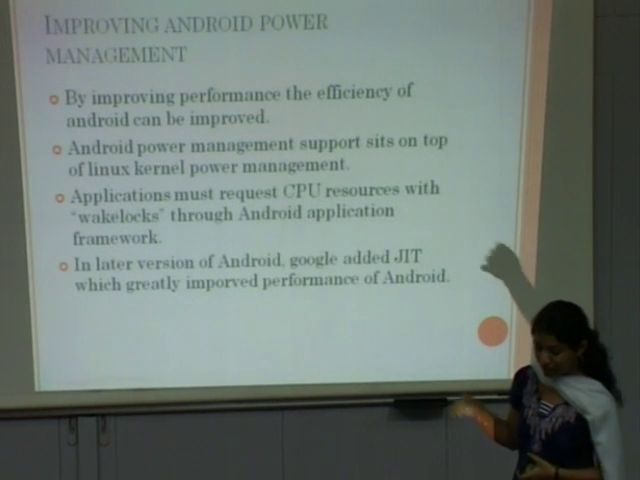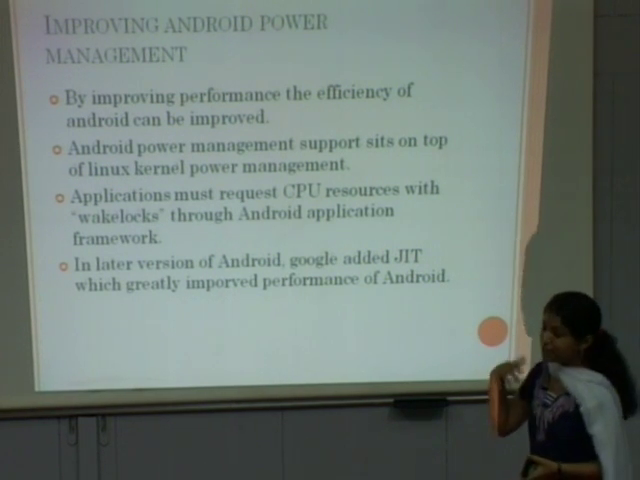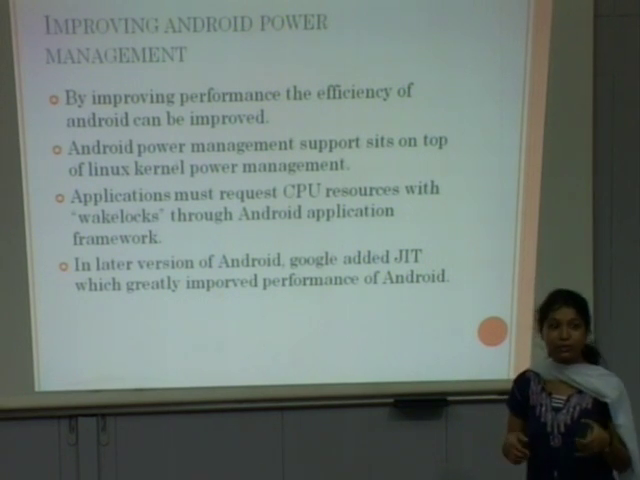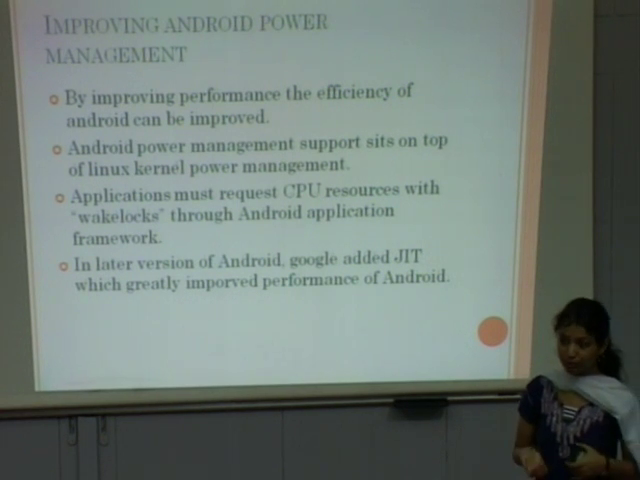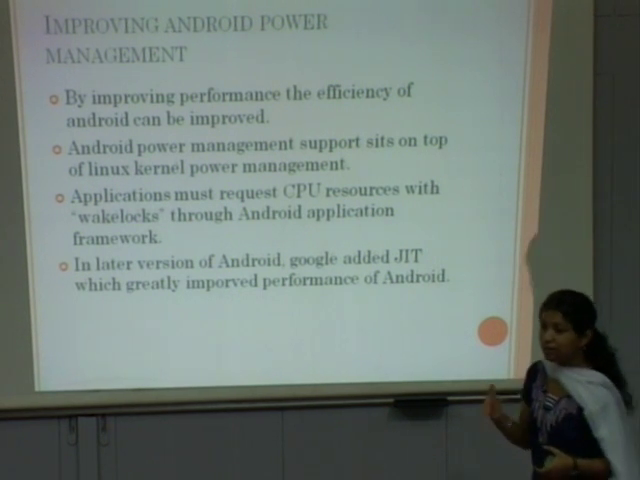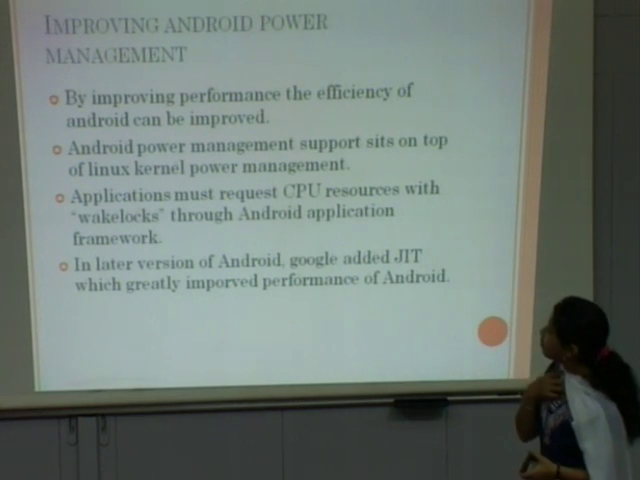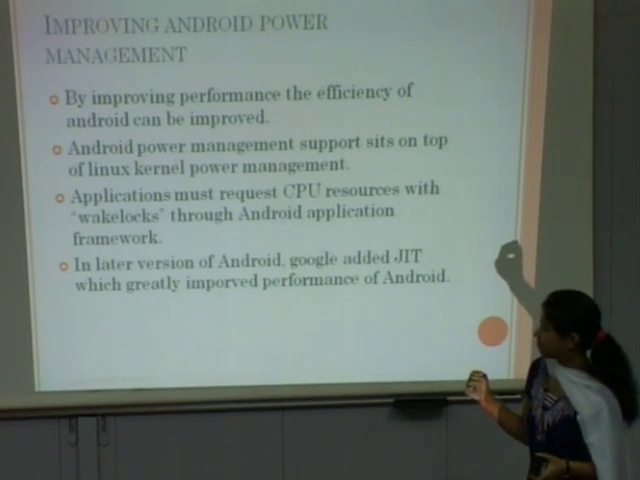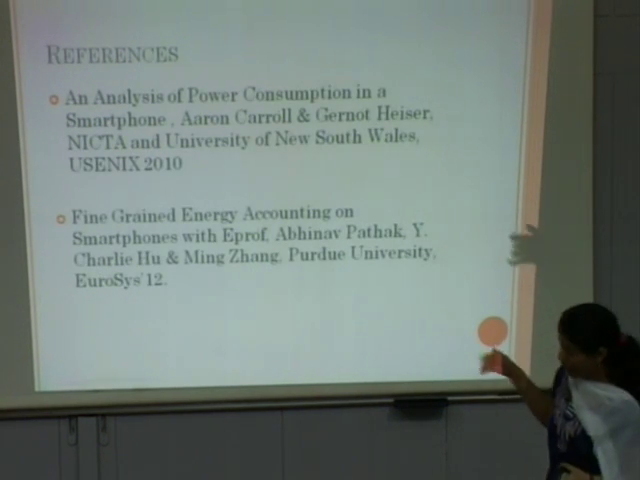Yeah. Now in this paper they have mentioned that in the previous version of Android, the just-in-time compiler was not present, due to which it used to consume a huge amount of energy even for the CPU computations. This they reduced to a greater extent by using the JIT compiler in Android. So this was just a study of how the JIT compiler reduces the power consumption. The references which I used were two papers.